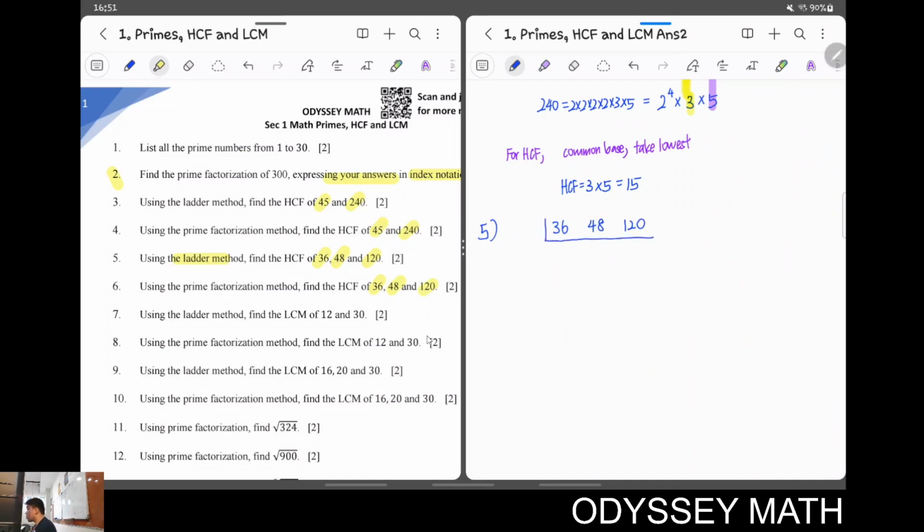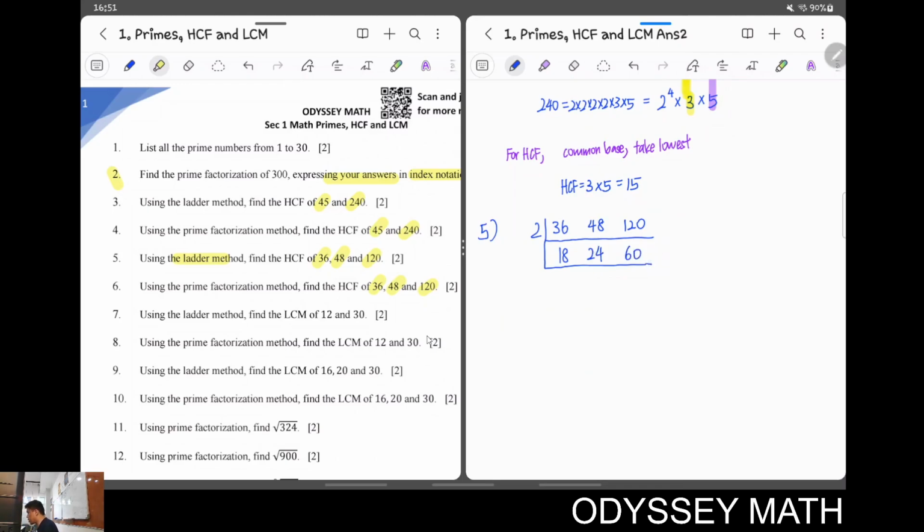Here we have to start from the number 2. Can 36 be divided by 2 nicely? Yes. We get 18. Can 48 be divided by 2 nicely? Yes. We get 24. Can 120 be divided by 2 nicely? Yes. We get 60. Okay, now we keep going.